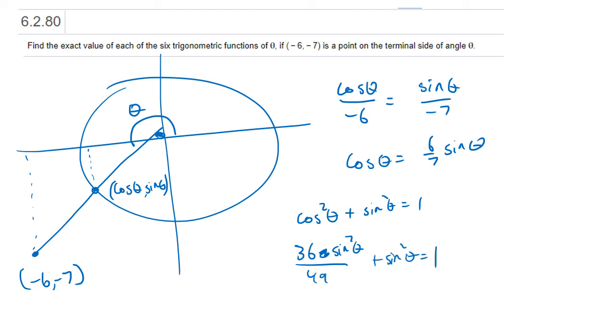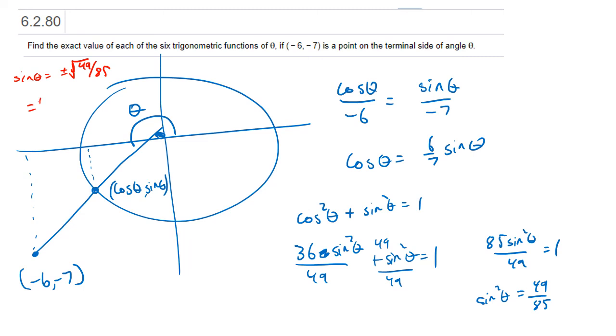Common denominator is 49, so instead of sine squared, I'm going to call this 49 sine squared over 49. Let's see, 49 plus 36 is 85. So we have 85 sine squared theta over 49 is equal to 1. Sine squared theta is equal to 49 over 85. So the sine of theta is plus or minus the square root of 49 over 85, aka plus or minus 7 over root 85. If you prefer, plus or minus 7 root 85 over 85.